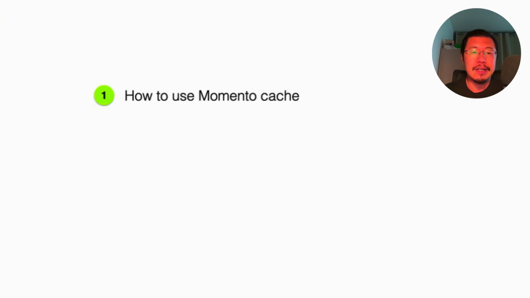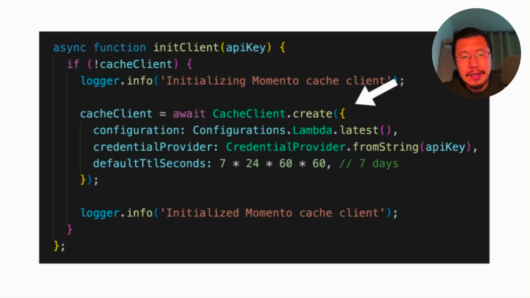Alright, congrats on finishing this course. I hope you have found it useful. And as a quick refresher, here's what you should have learned. So number one, you should have learned how to use Momento Cache, which is pretty straightforward. You basically install the Momento SDK, initialize a cache client, and use it to talk to your cache. And that's about it. But you need to create API keys.